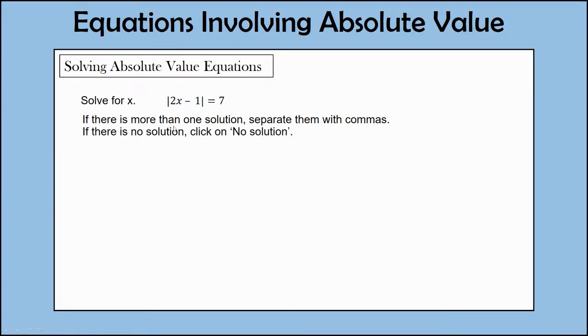Next example. Same instructions, different problem to begin with. The absolute value of 2x minus 1 equals 7. The first step in our process, remember, was to isolate the absolute value. Well, in this case, the absolute value of 2x minus 1 is on the left side of the equation by itself. I don't have to do any work here to isolate it. We're ready to go. So we're going to have two cases. One case when the expression in here, 2x minus 1, equals 7.